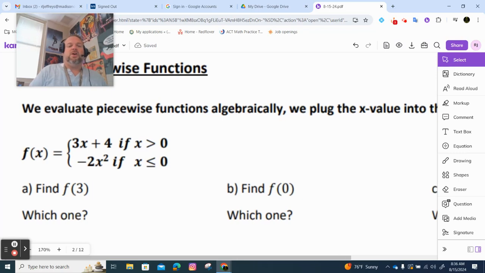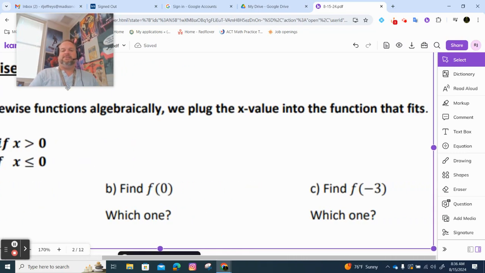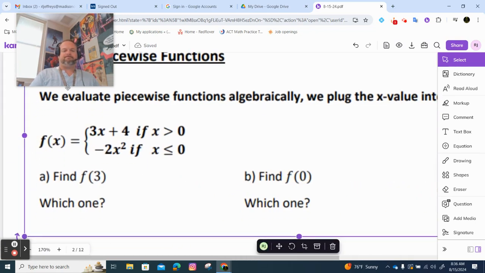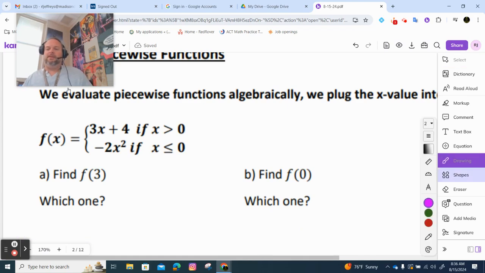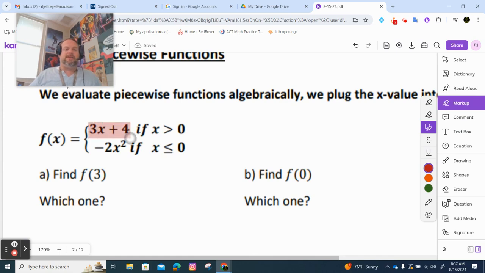Now we evaluate these by plugging it where it fits. Let's identify these. We're going to plug it into the top one if our x is greater than 0. Remember we had that test on inequalities. The alligator eats the bigger thing.